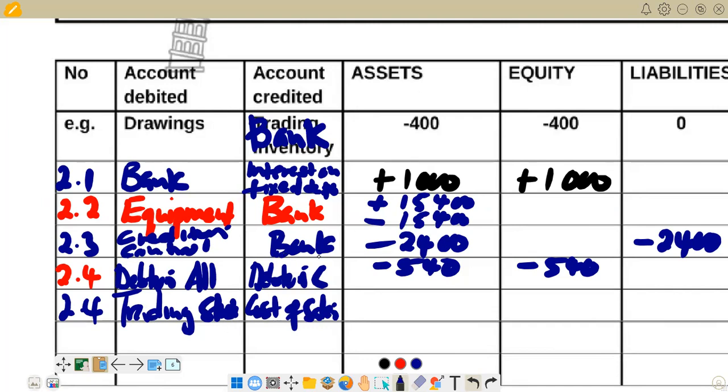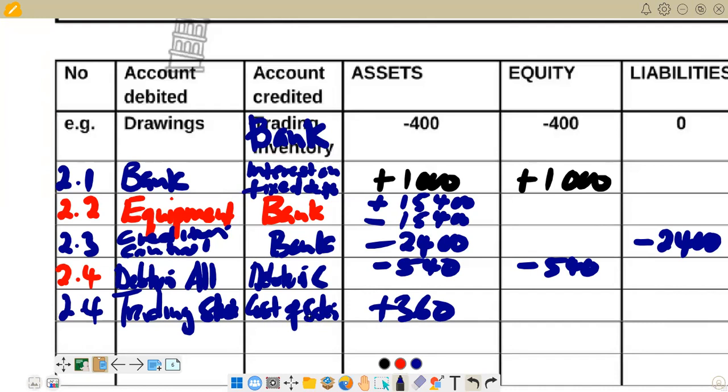Trading stock is part of assets, and we are debiting it. When you debit an asset, it's a plus, so we are going to have a plus 360. And then the other account is cost of sales, and cost of sales is part of equity, because cost of sales we adjust it in the trading account. The trading account is under the income statement.